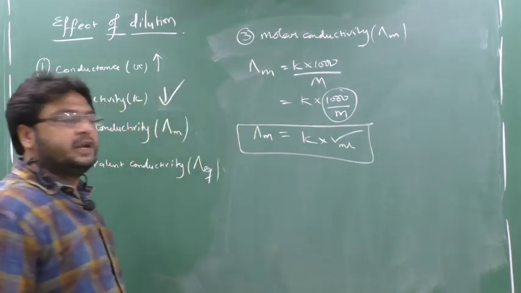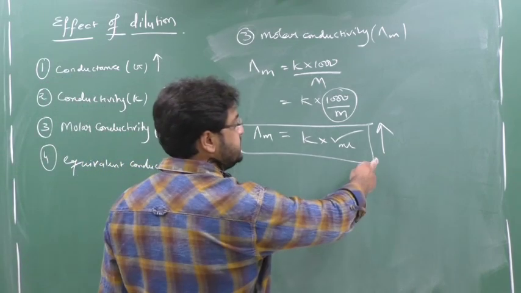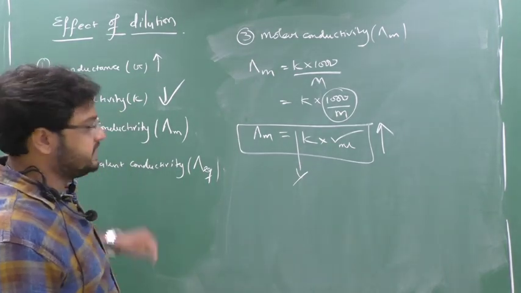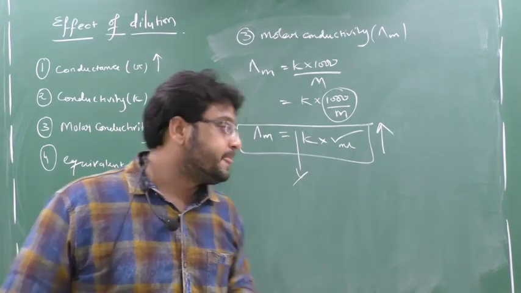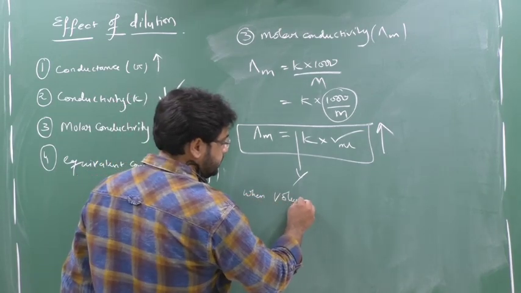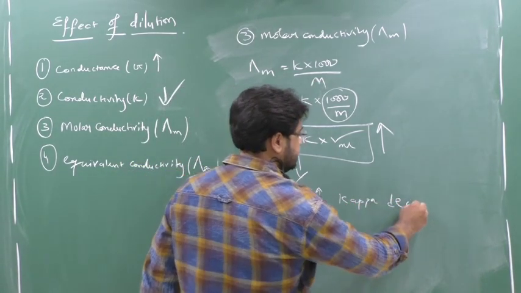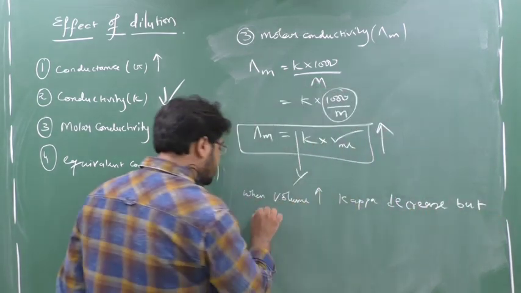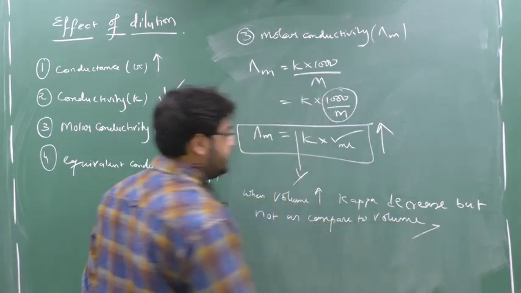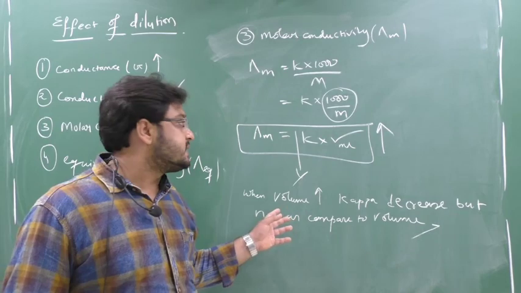Now see here, on increasing the dilution, I am increasing the volume. Yes or no? As you know, on dilution, meaning increasing the volume, k is decreasing. So what happened to the lambda m? Now you have to understand. Experimentally it is proved that when volume increases, kappa decreases, but not as compared to volume. Means, volume increases, kappa decreases. Yes, I agree. But the decrease is not as compared to the volume.